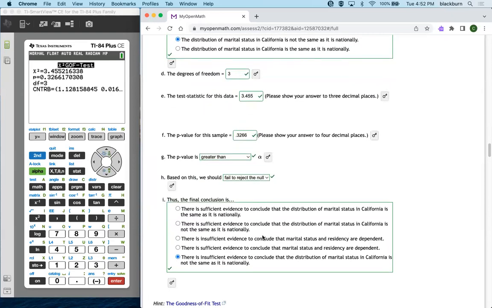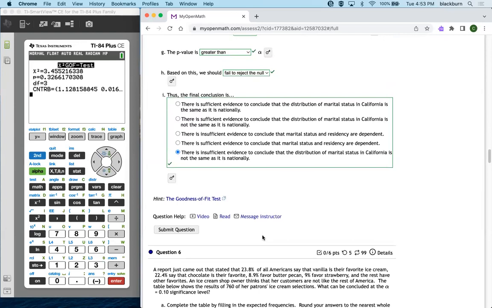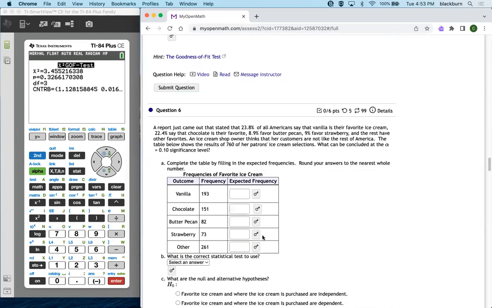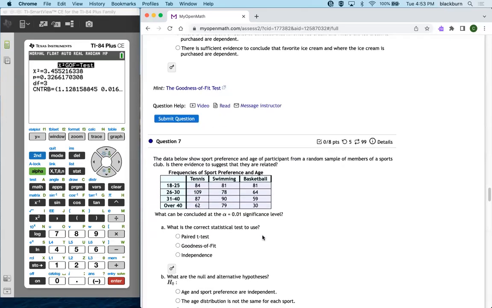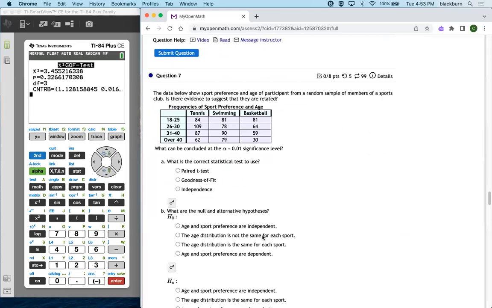All right. I've got two more to do in this section. Let's take a look at number 7. Number 6 works the same way as 5. Number 7: the data below shows sport preference and age of participant from a random sample of members of a sports club. Is there evidence to suggest that they are related? So what do people enjoy doing for exercise? We have the frequencies of each age group and what they play. Are they dependent?